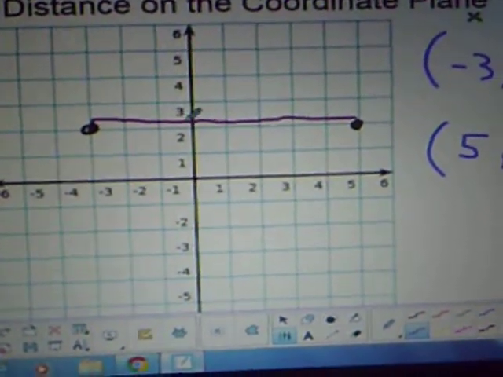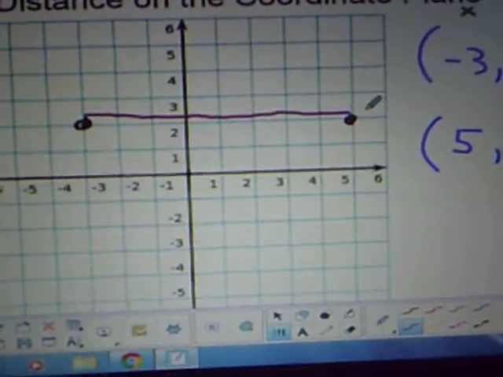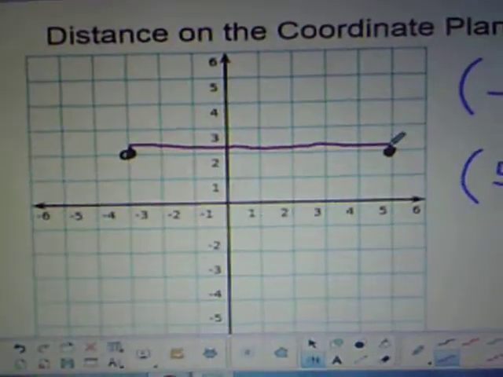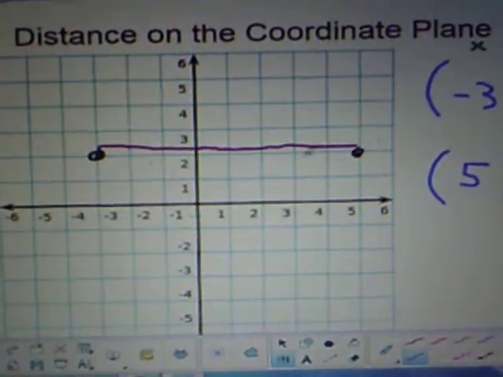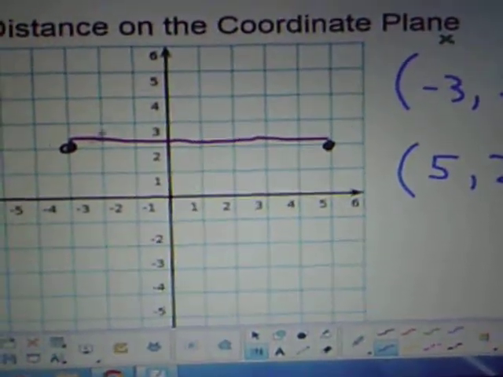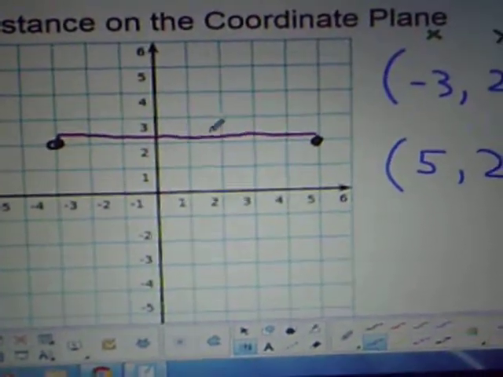So you can simply plot and draw the points on the coordinate plane and then count the spaces between them. And you'll get again 8 units.